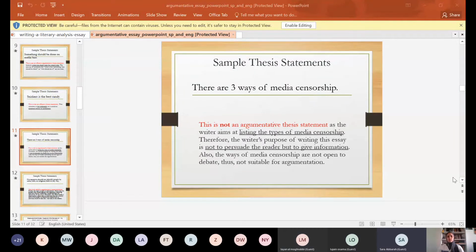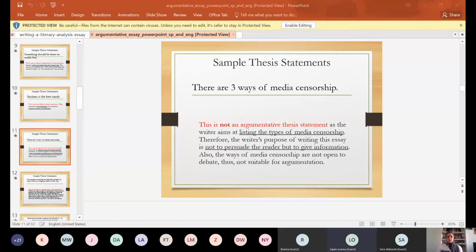Okay. So there are 3 ways of media censorship. This is a sample thesis statement, an effective one or not? No. He should mention them, what are the 3 ways? Other girls, what's your opinion? Maybe if he stated the most effective censorship, that would be an effective thesis statement. Yes, if he said this type of media censorship is the most effective, because this is also too broad, too vague.